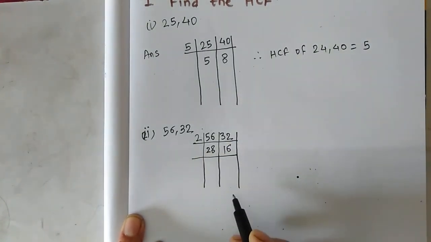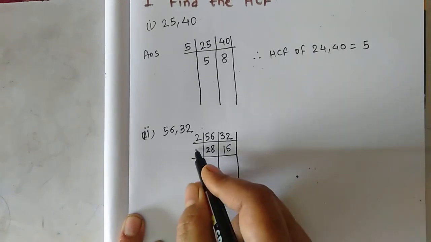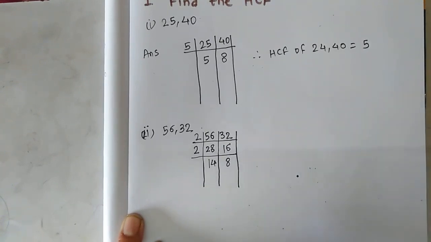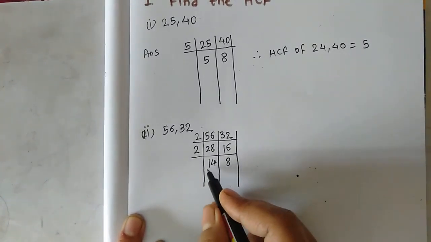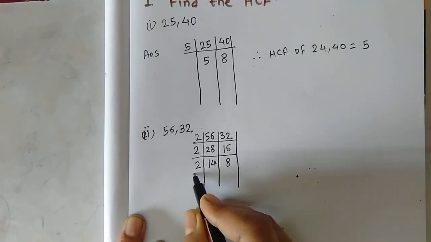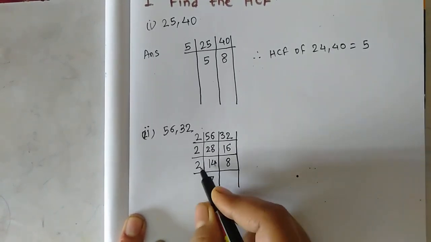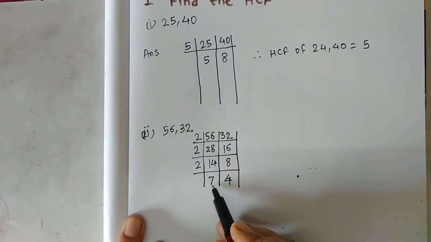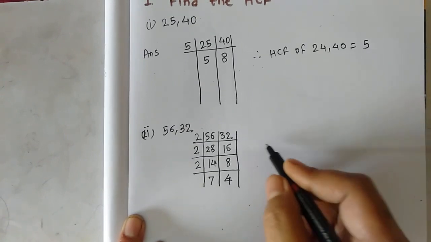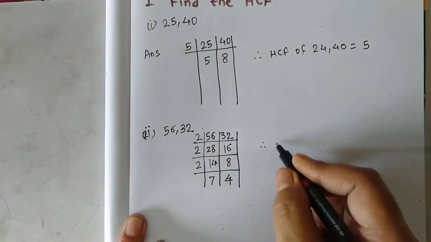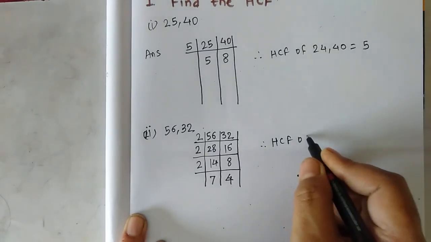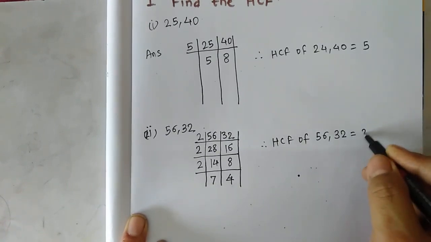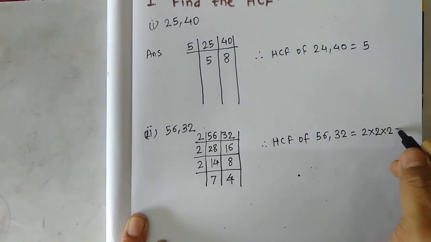Again both numbers are even numbers. So divide by 2. 2 14s are 28, 2 8s are 16. Again both are even numbers. So divide by 2. 2 7s are 14, 2 4s are 8. Now 7 and 4 don't have any common factors. So therefore GCF of 56 and 32 is equal to 2 multiplied by 2 multiplied by 2, that is 8.